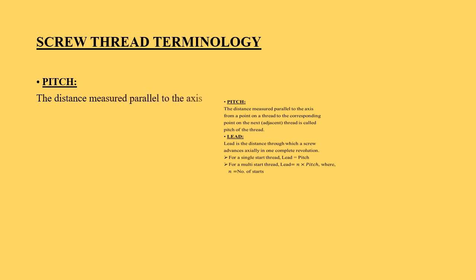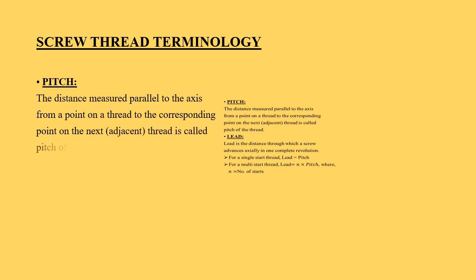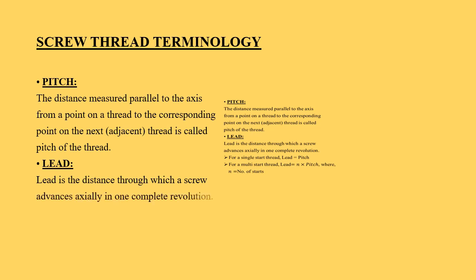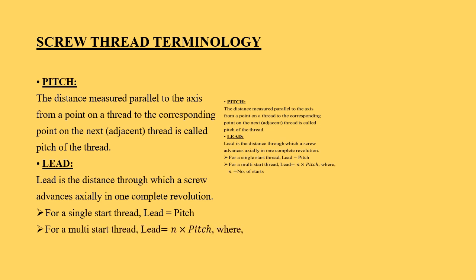The pitch is the distance measured parallel to the axis from a point on a thread to the corresponding point on the adjacent thread. Lead is the distance through which a screw advances axially in one complete revolution. For a single start thread, lead is equal to pitch, and for a multi-start thread, lead is equal to n times pitch, where n is the number of starts.